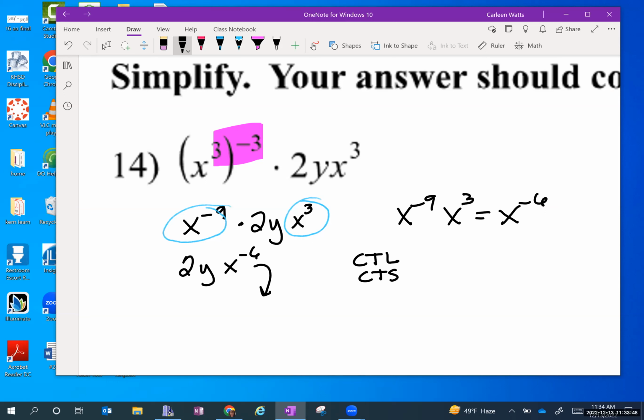A negative exponent has to cross the line, change the sign. Yes, exactly. Okay, so it moves to the bottom and becomes positive. It crosses the line and changes the sign. Because if you move it to the bottom and don't change the sign, then it's still negative and you're going to move it back to the top. Anything else?